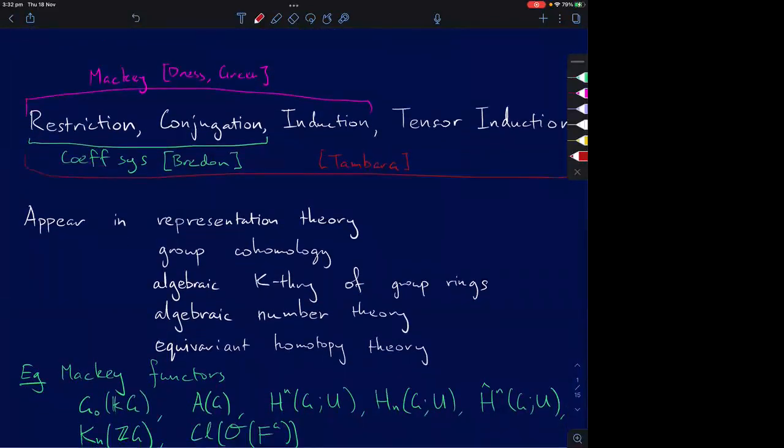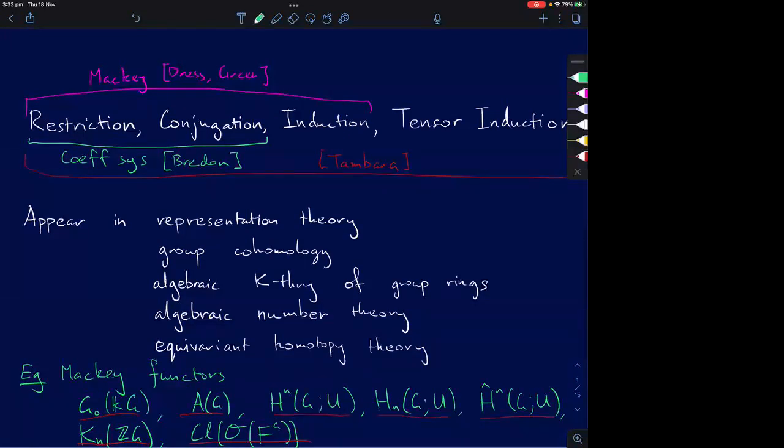A bunch of examples: the Grothendieck group of a category of finitely generated kG-modules, the Green ring of finitely generated kG-modules, that's the first two. And then we have cohomology, homology, and Tate cohomology of a group with coefficients in some ZG-module U. And then here, the algebraic K-theory of ZG. This is the class group of the ring of integers for the fixed field F^G, where G is a group of automorphisms of the number field F.